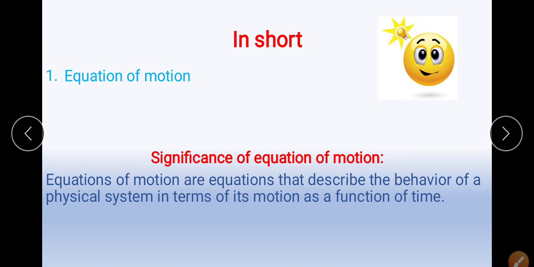So students, in the next lecture, you should be thorough with all these equations, and we are going to solve numericals based on this, as well as proceed further with different types of motion, circular motion, and numericals based on those.